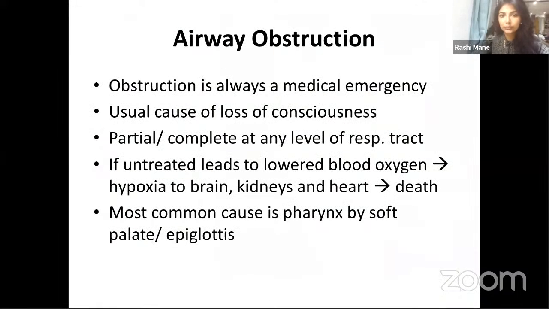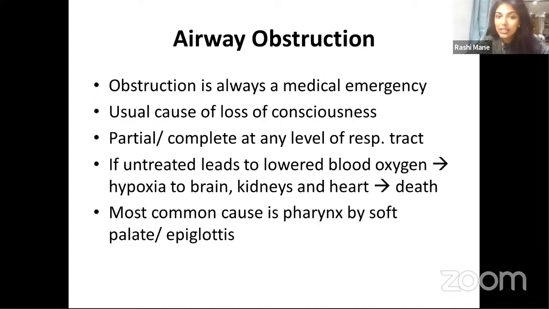So airway obstruction is always a medical emergency. Like I said, when you do A, B, C, D, E, A always comes first. So you have to make sure that your airway is patent. I'll always say airway patent when you think that the airway is still flowing, because that's just a key term that they like to use.